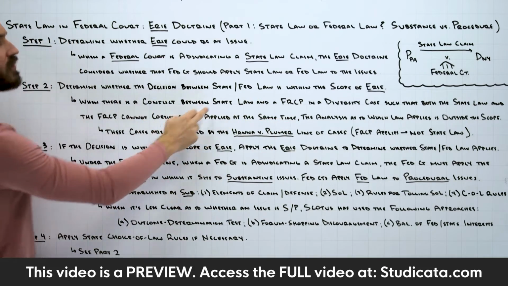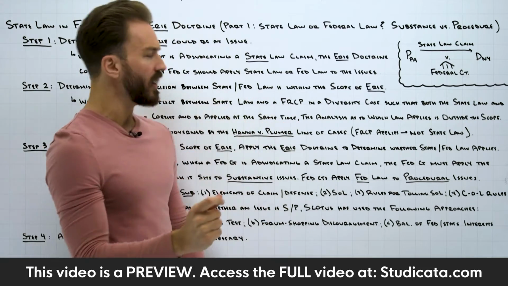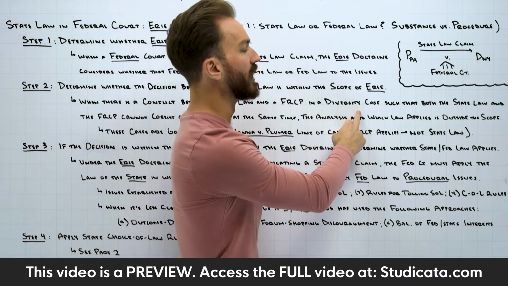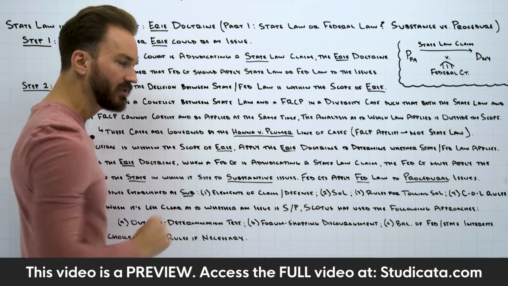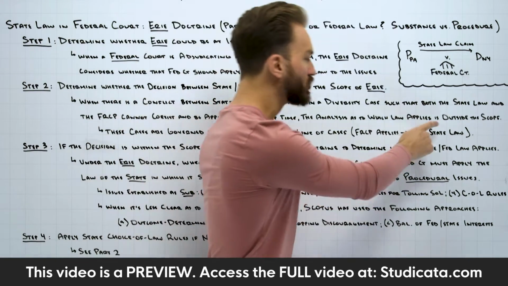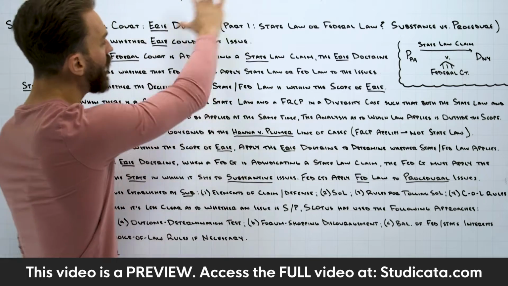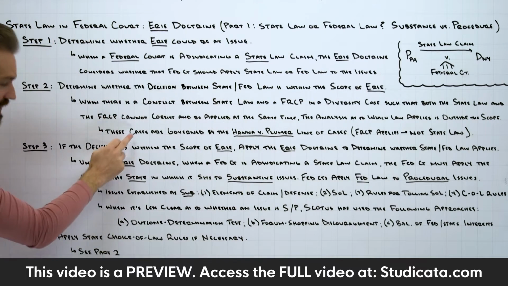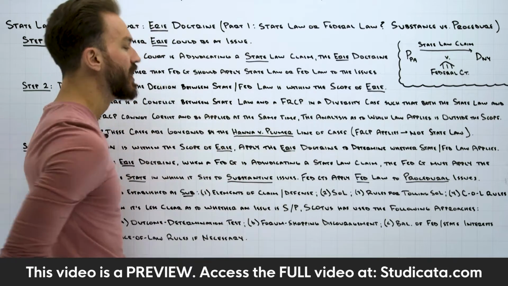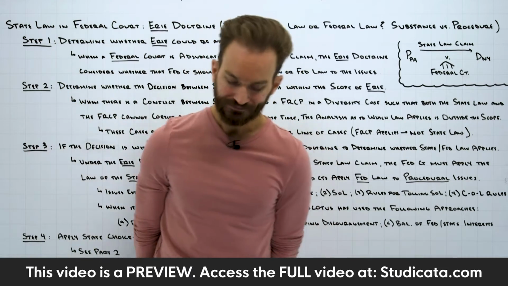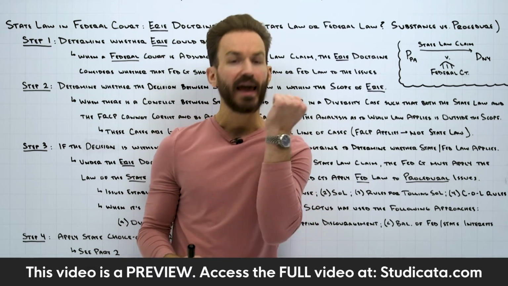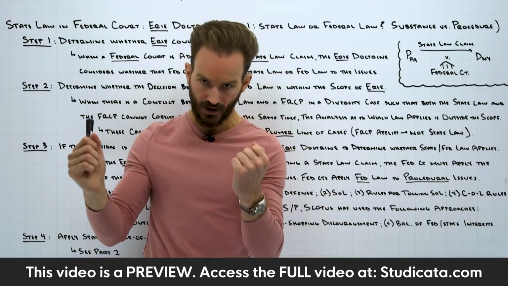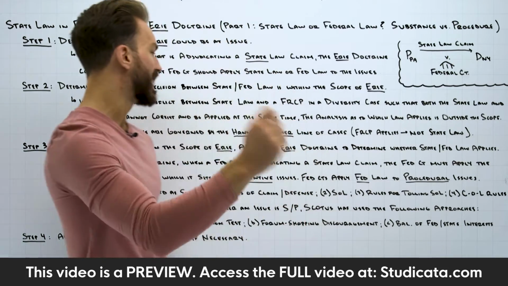But again, when there's a conflict between state law and a federal rule of civil procedure in a diversity case, such that both the state law and the federal rule of civil procedure cannot coexist and be applied at the same time, the analysis as to which law applies is outside the scope of the Erie Doctrine. These cases are governed by the Hanna v. Plumer line of cases. So, off the top, the major distinction between Hanna v. Plumer and Erie is the source of federal law.